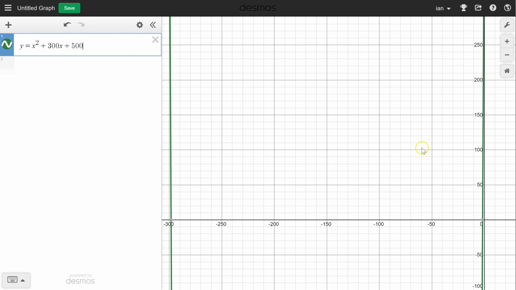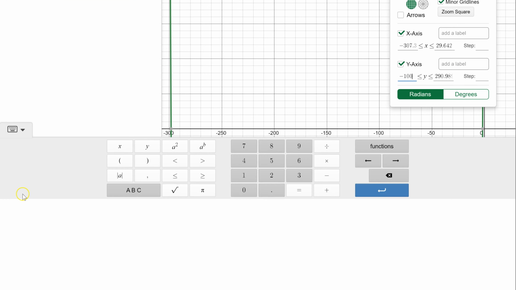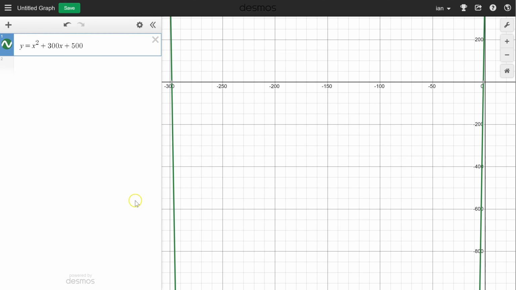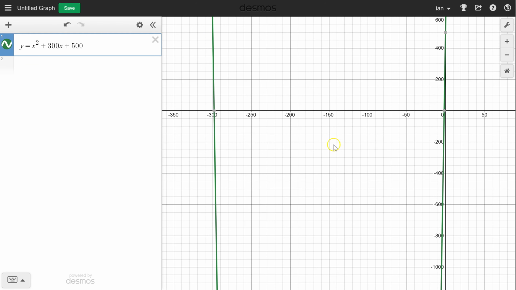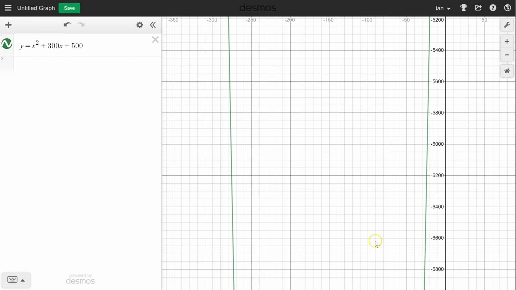Did we get it? No, because I only typed in negative 100. Let's try that again. 1,000. I don't know why it's glitching like this, but there we go. And so I can scroll out some more. In fact, I can just move it down here.